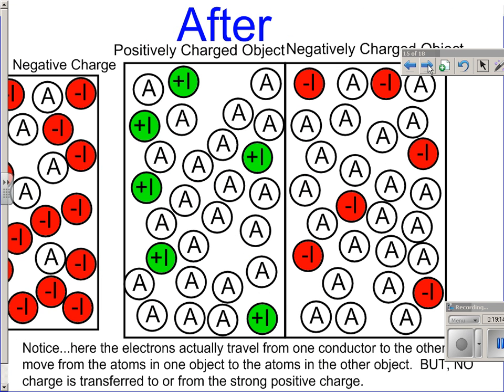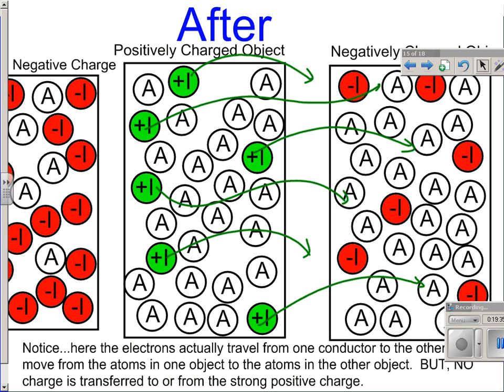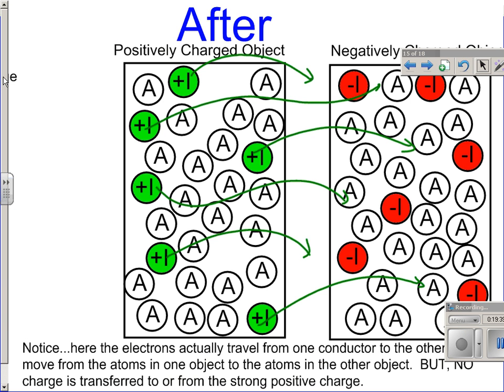And so afterwards, you get a drawing that looks like this. You've got that strong negative charge. This electron moved to over here. This electron moved to here. This electron moved here. This one moved here, here, and here, right? And then what you can do is separate the objects, and then take away your negative charge, and now I've got two charged objects.